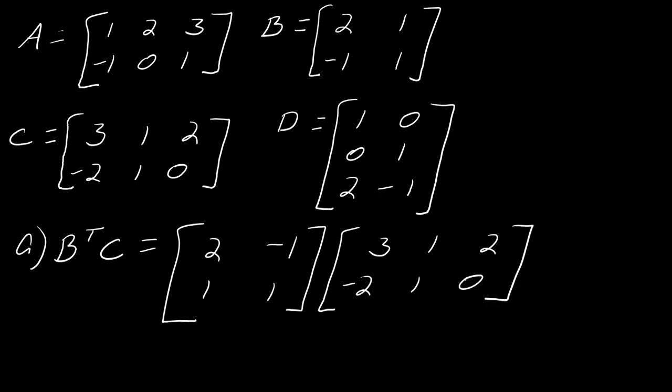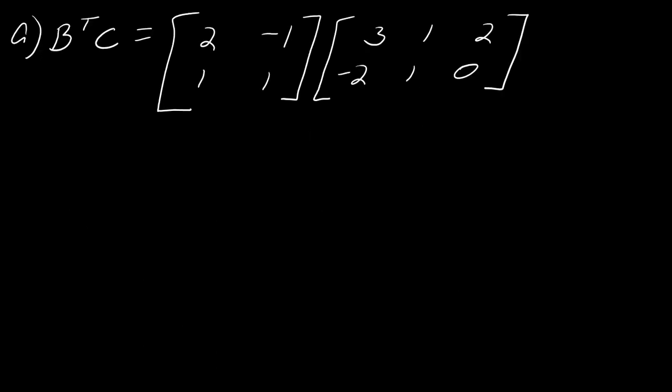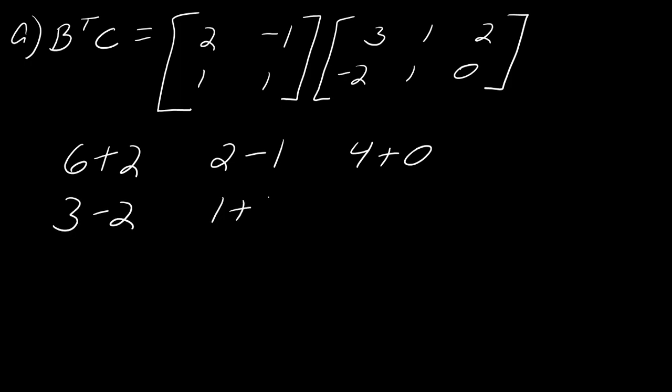Okay, so now that I know what I'm multiplying together, I'm going to make myself a little space. And now we can go ahead and multiply. I'm going to take this row times this column. So let's see, what's that going to be? That's going to be 6 plus 2. This row times this column, so that's going to be 2 minus 1. And then 4 plus 0. So again, taking this row times this column. Now I take this row times this column, so that's going to be 3 minus 2. And then we'll have 1 plus 1 and 2 plus 0. So there is all of my work.